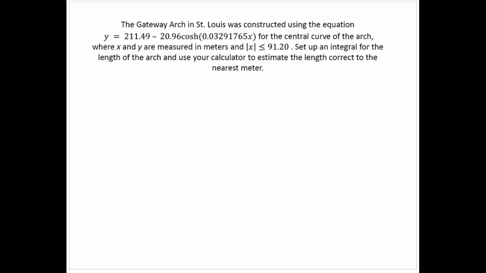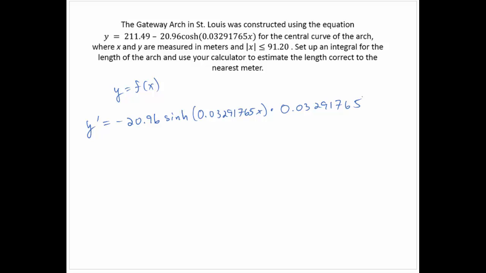All right, so here we have y as a function of x, and we're asked to find an arc length, so let's calculate y prime. Y prime would be negative 20.96. The derivative of the hyperbolic cosine is the hyperbolic sine. So sinh of 0.032917665x times, by the chain rule, the derivative of that inside, which would be 0.032911765. So there's our derivative.